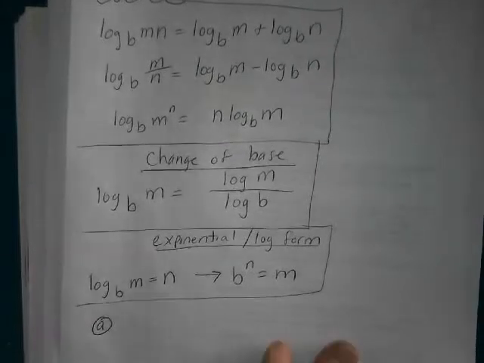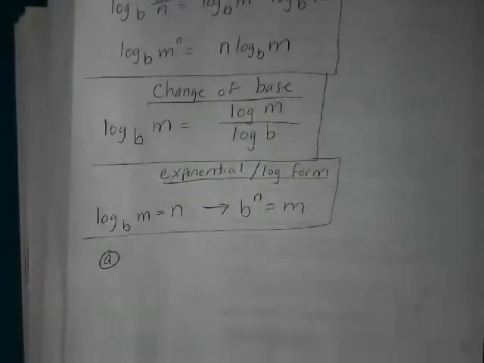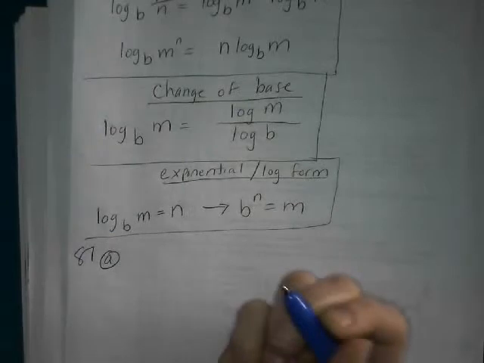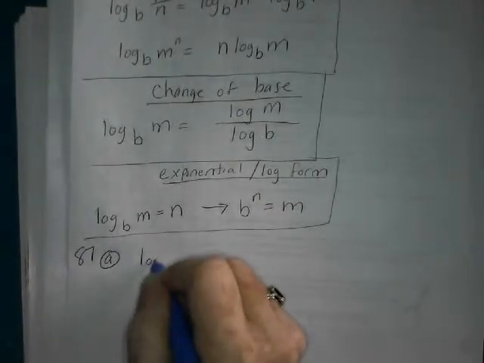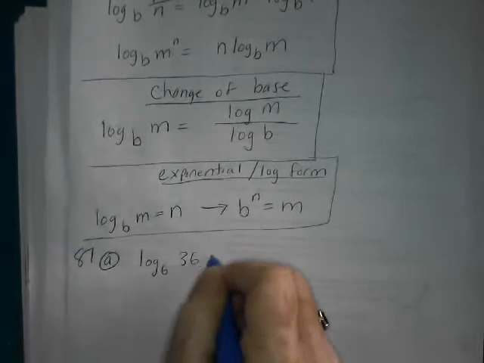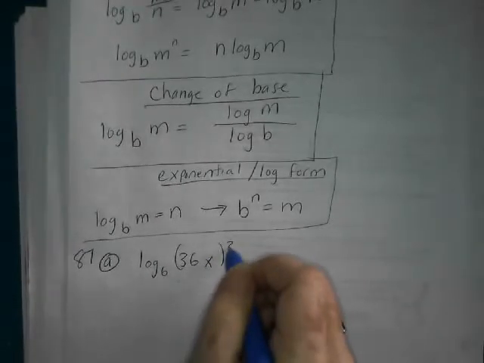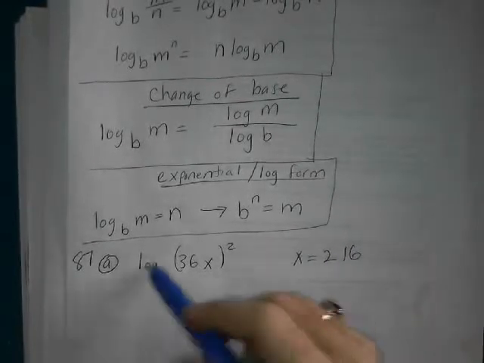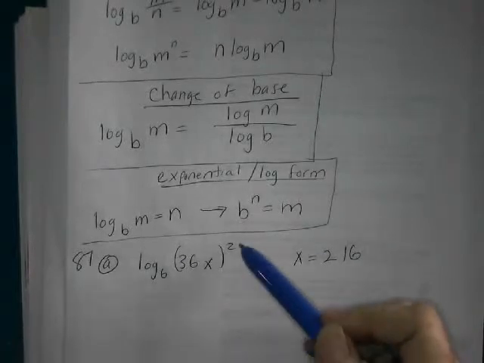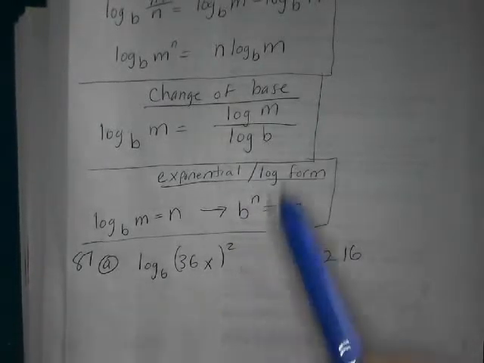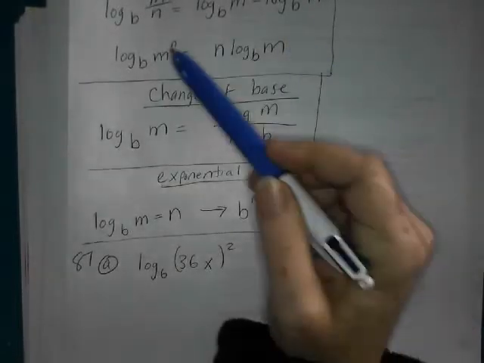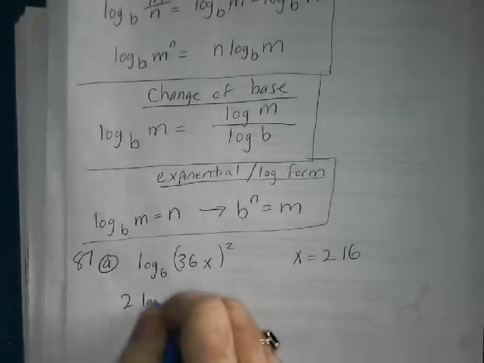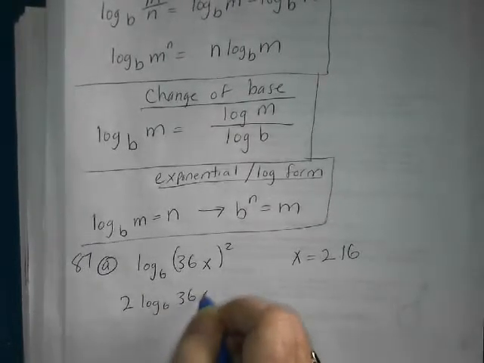So lesson 84, letter A. Sorry, 87, letter A. It wants us to evaluate log base 6 of 36x squared when x equals 216. I will probably use the log law that says I can bring the exponent down out front. So then I would have 2 log base 6 of 36x.